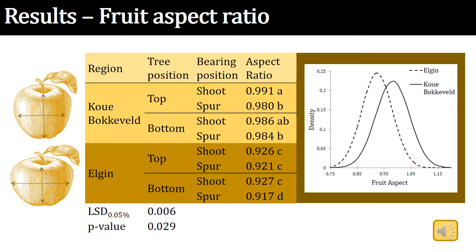The graph on the right-hand side illustrates the regional differences further by showing the distribution of the fruit aspect ratio for the 2 regions. It confirms that most of the fruit of the Elgin region have a lower fruit aspect ratio and therefore appear rounder and flatter.